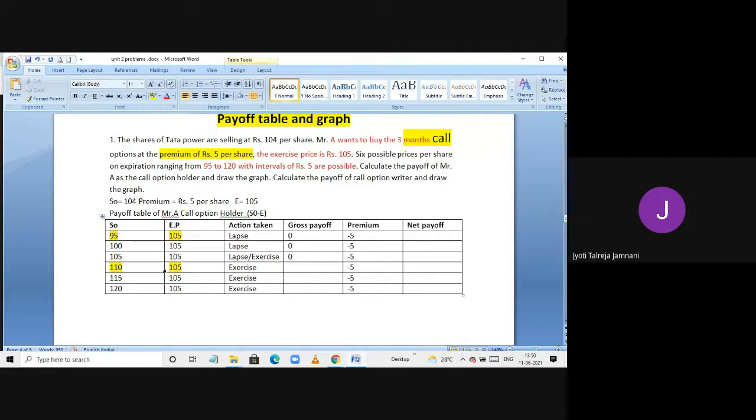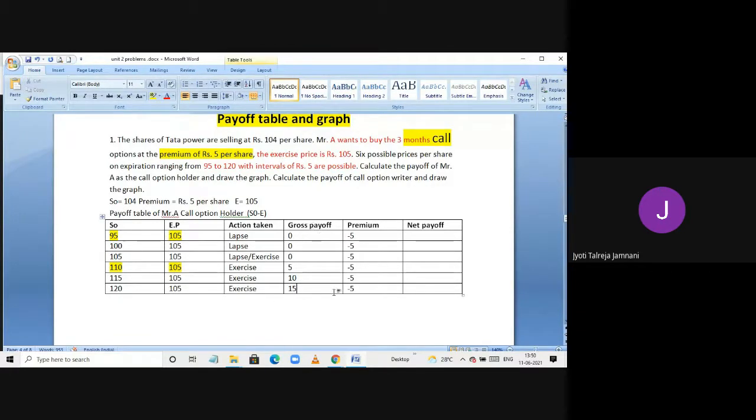Now we'll see the gain when he exercises. So his gain is S0 minus E, 110 minus 105, 5 rupees gain. Next, 115 minus 105, 10 rupees gain. And finally, 120 minus 105, 15 rupees gain.